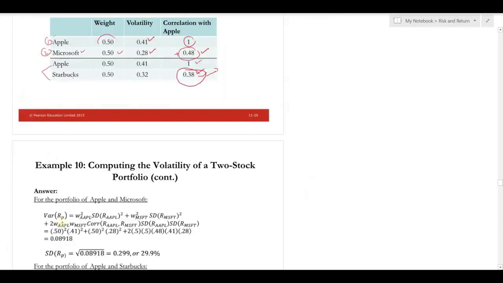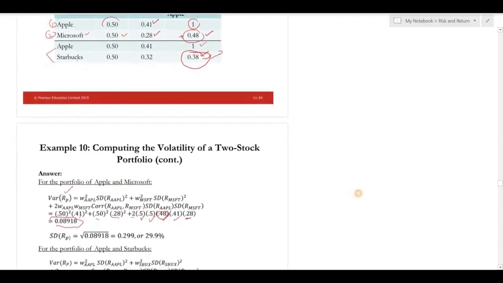So if you follow this example, the variance of the portfolio, or the risk of the portfolio, is equal to the weight of A, meaning Apple, squared times the standard deviation of Apple 0.41 squared, so 50% and 0.41, plus the weight of Microsoft, 50%, and the standard deviation of Microsoft, 0.28, plus 2 times weight of A, weight of B, standard deviation of A, standard deviation of B, and the correlation, which is 0.48. Okay, and the answer is 0.089. So that is the risk of the portfolio of the two stocks, Apple and Microsoft.